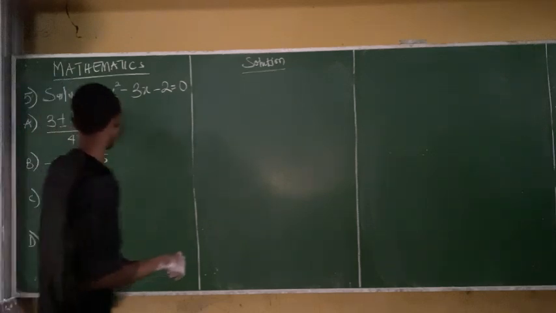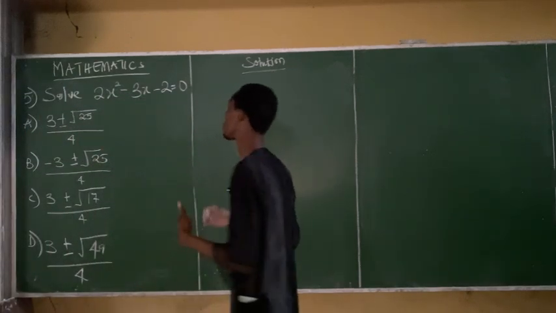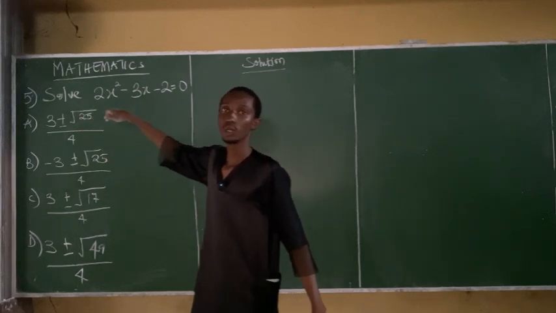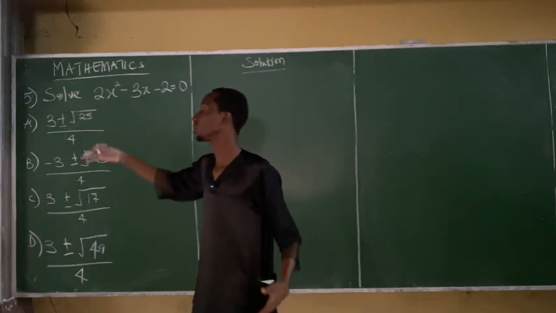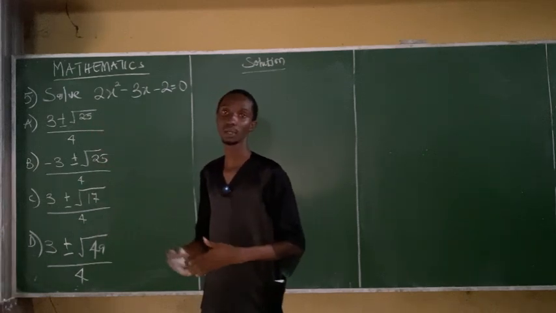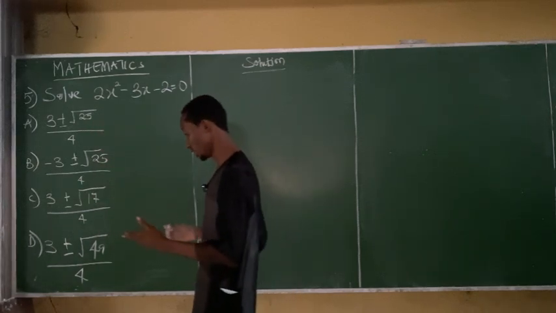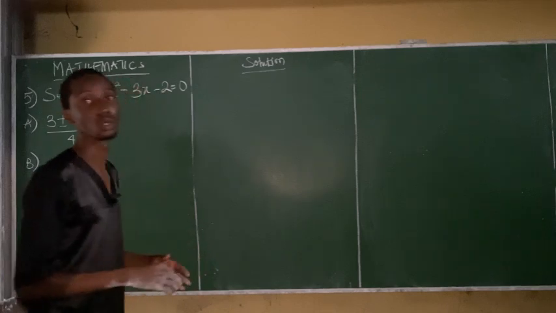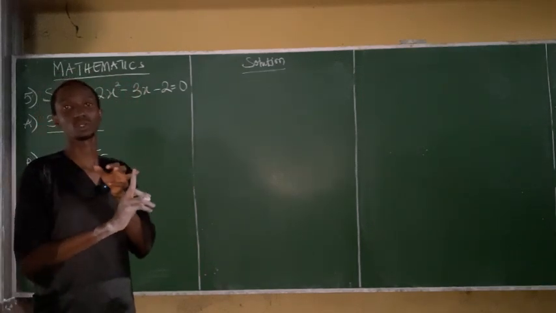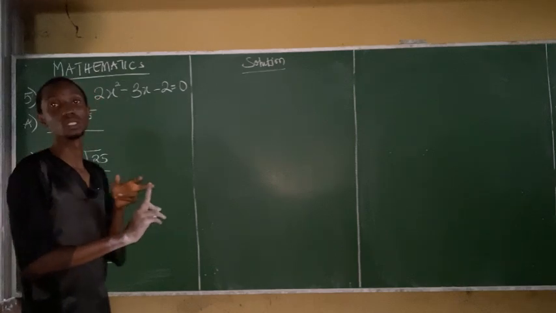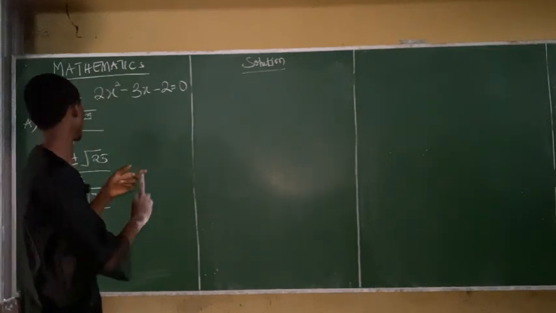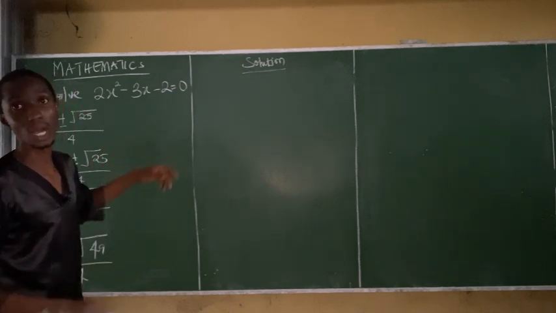Now, from these options here, the first thing that should come to our mind is that the best method for solving this equation is the formula method. Don't forget, we have different methods of solving quadratic equations. The first one is the graphical method. The second one is the factorization method. The third one is the completing the square method. And the fourth is the formula method.